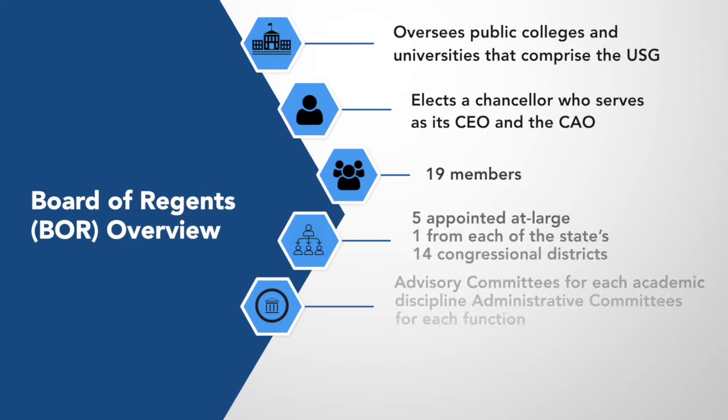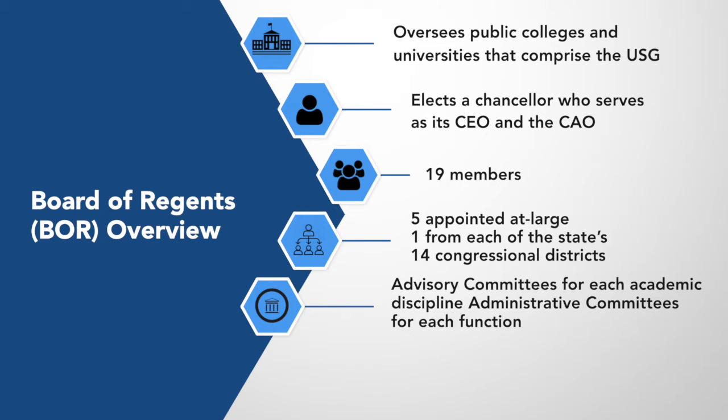The Board of Regents of the University System of Georgia was created in 1931. The Board of Regents, or BOR, oversees the public colleges and universities that comprise the University System of Georgia. Today, the Board of Regents is composed of 19 members, 5 of whom are appointed from the state at large, and 1 from each of the state's 14 congressional districts.